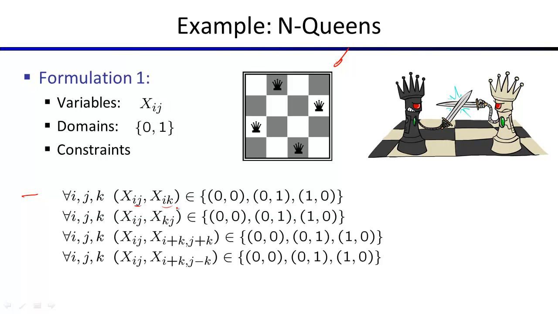We have similarly a constraint for all variables that are in the same column, j, that not both of them can be one at the same time. Then what we have here is an upward running diagonal, and what we have here is a downward running diagonal, encoding that again on a single upward running diagonal or a downward running diagonal, we cannot have two queens placed.